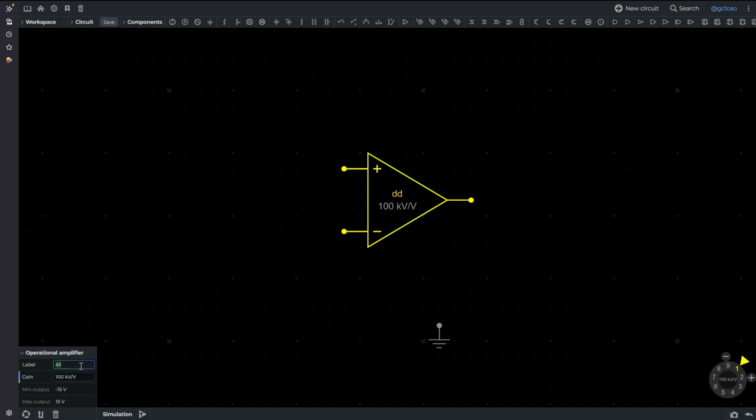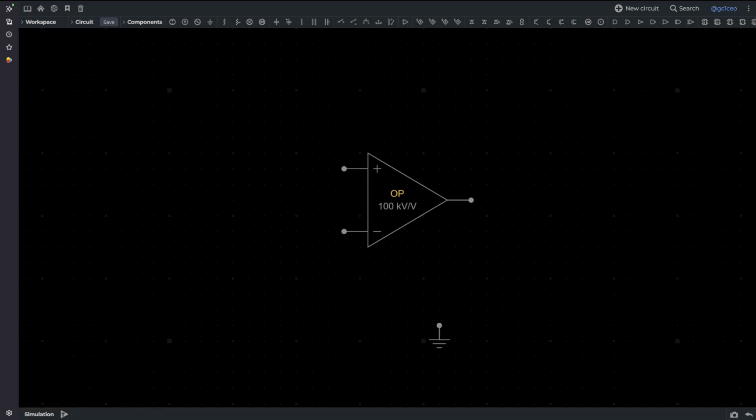Okay, I can actually set a label this time. Oh yeah, okay. Wasn't able to do that before.